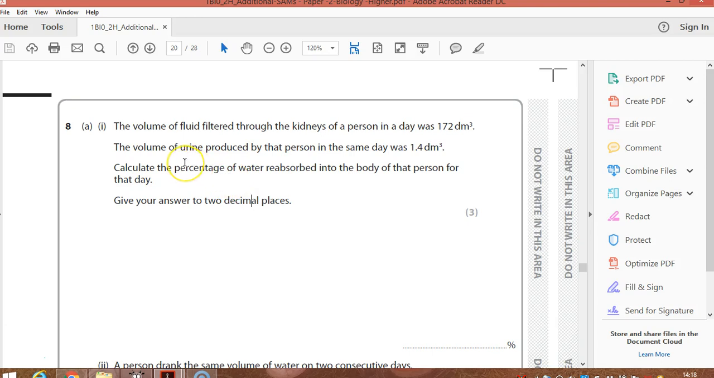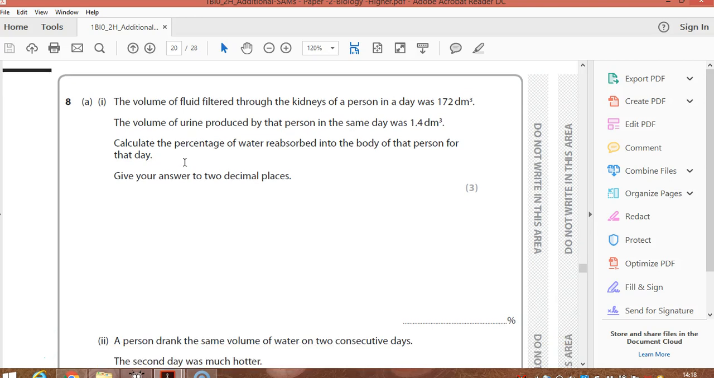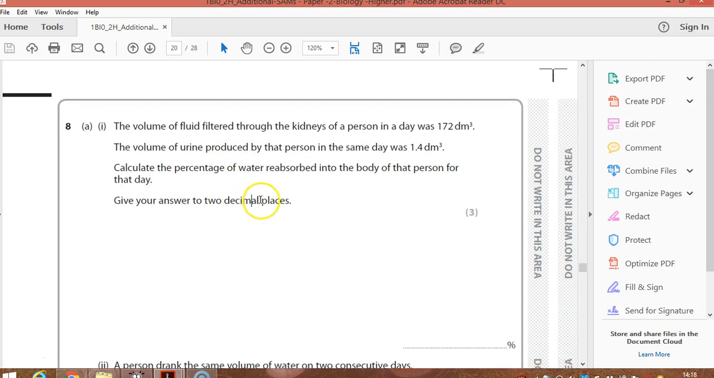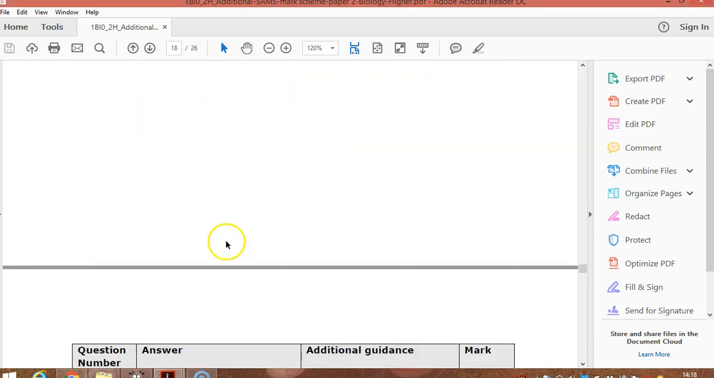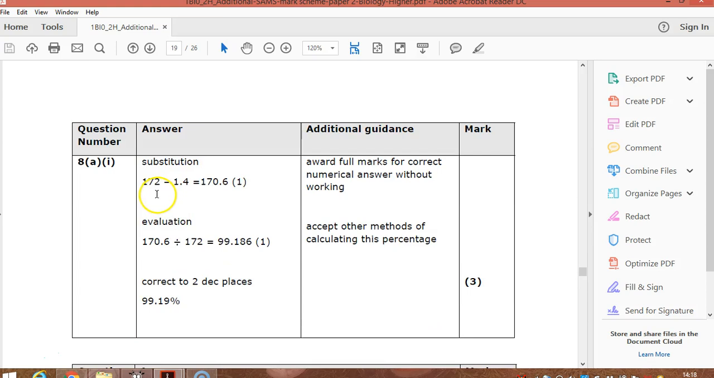Kidneys. The volume of fluid filtered by the kidneys of a person in a day was 172 decimeters cubed. The volume of urine produced by that same person in the day was 1.4 decimeters cubed. Calculate the percentage of water reabsorbed into the body of that person for that day. Give your answer to 2 decimal places. So 3 marks: 1 mark for the calculation, 1 mark for the answer, and 1 mark for 2 decimal places. Off you go.